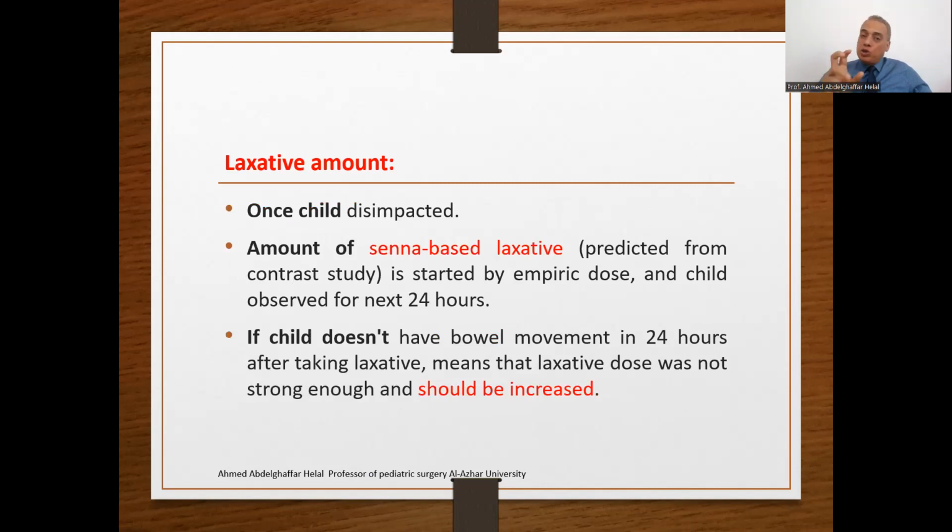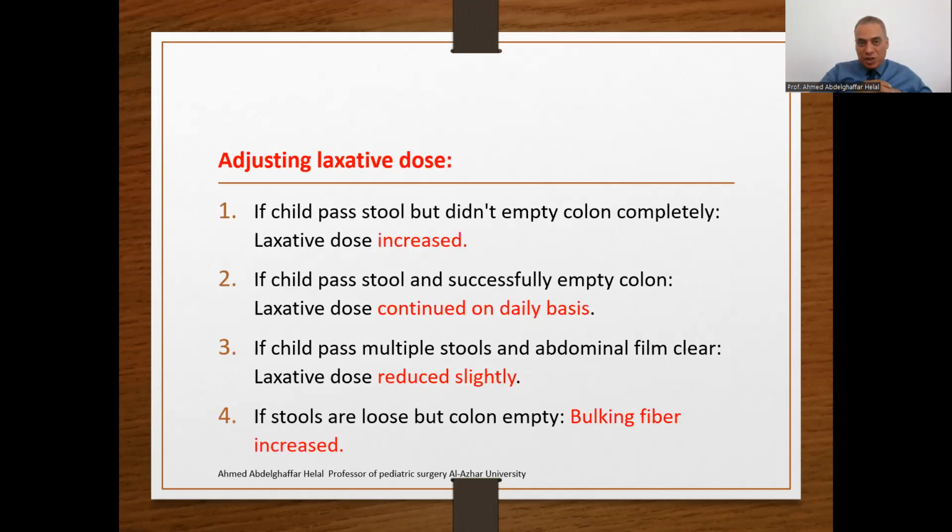Laxative amount. How to judge the amount? Once the child is disimpacted, the amount of senna laxative is started by an empirical dose. The child is observed for the next 24 hours. If the child doesn't have a bowel movement in the 24 hours after taking laxative, it means that the laxative dose was not strong enough and should be increased. So we start by trial and error, start empirical and observe the response of the colon of the child to this amount of laxative. However, you can judge the amount of laxative according to the following items.